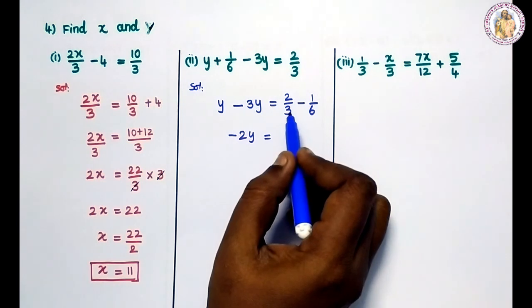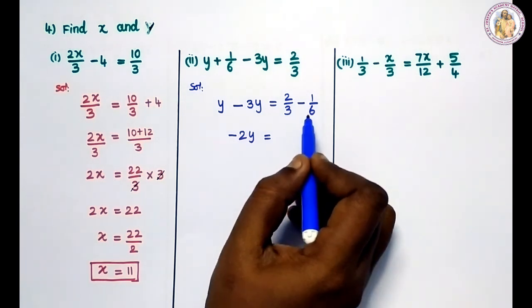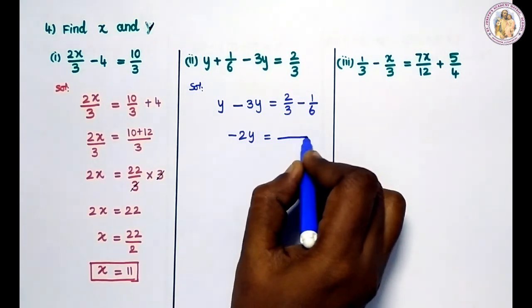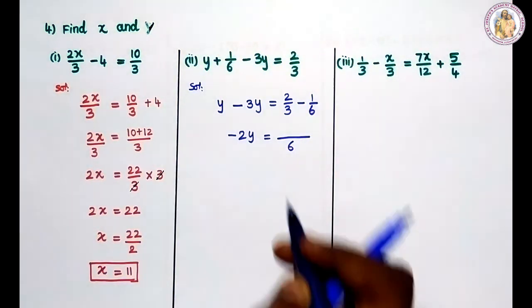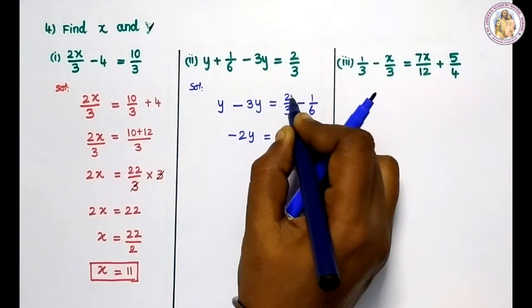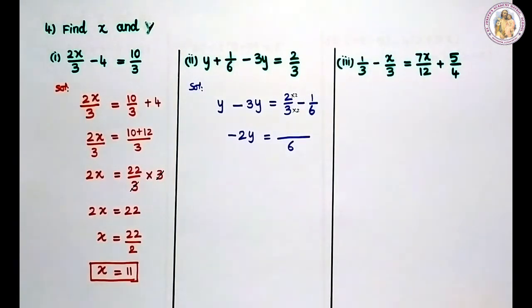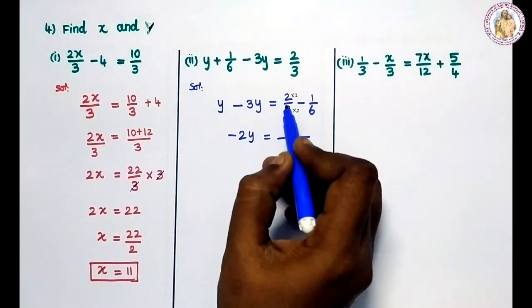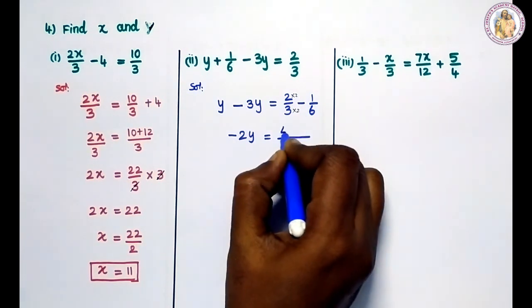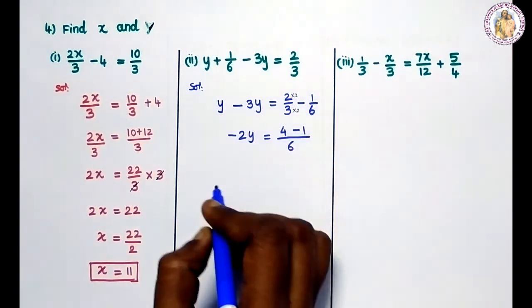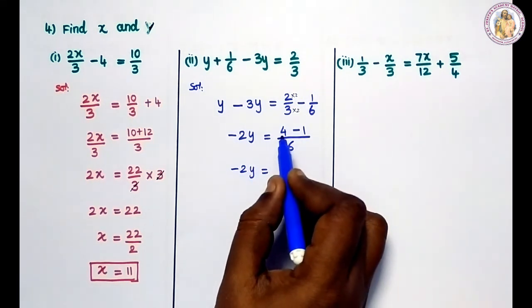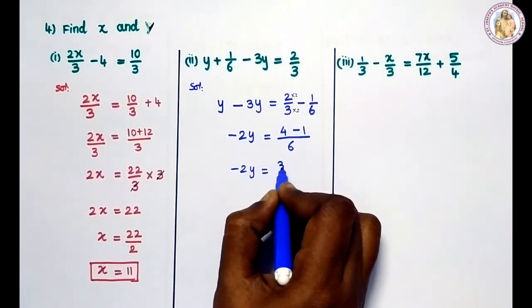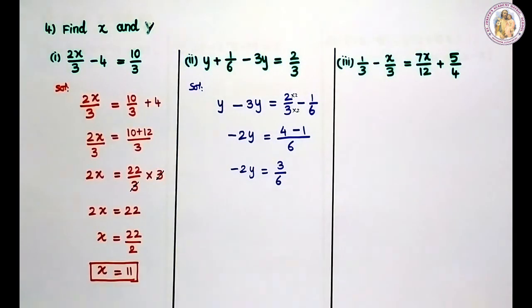Equal to. Take LCM for 3 and 6. Means we get 6. How many times? 3 2s are 6. So multiply with numerator also. 2 2s are 4. Minus 1. Minus 2y equal to 4 minus 1. 3 by 6.